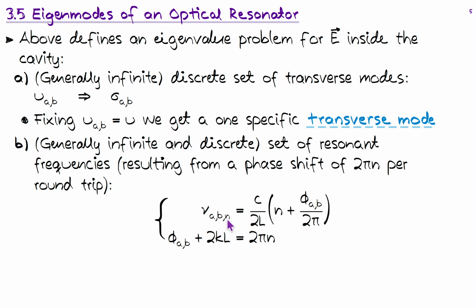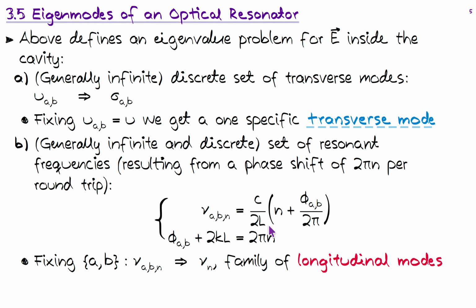And here, this phi term, giving us the phase associated with a given transverse mode, can be calculated through here, and we can see that it is also interlinked to the longitudinal mode index n. So fixing a given transverse mode, so fixing A and B, we can calculate that the given frequency gives rise to a family of longitudinal modes. This is basically what I want to say here, that this n value gives rise to different sets of longitudinal modes.